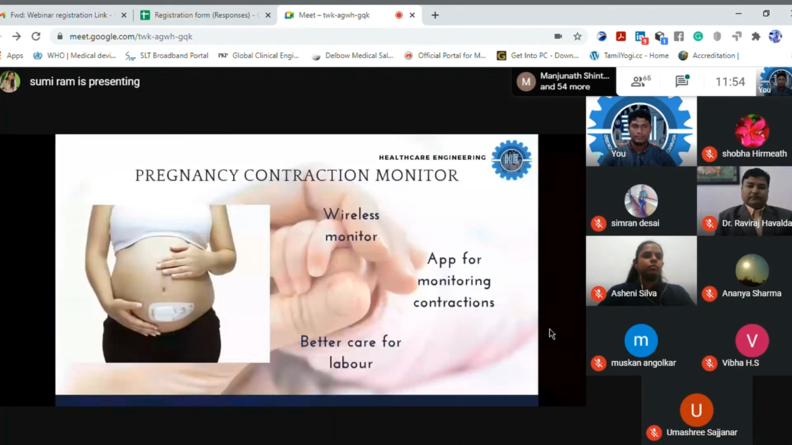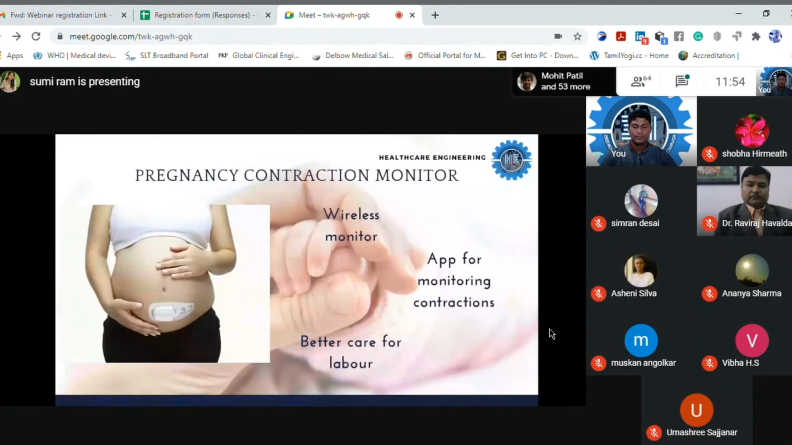The next device we are going to see is the pregnancy contraction monitor. This pregnancy contraction monitor is a wireless monitor which is connected to a smartphone app, and this app helps in tracking the womb's activity starting from the 31st week of pregnancy. This contraction monitor effortlessly deals with the timing, and it also tells accurate labor contractions. Therefore, doctors also get quality insights on the history of a pregnancy, and they can make better decisions and care about the labor procedures.